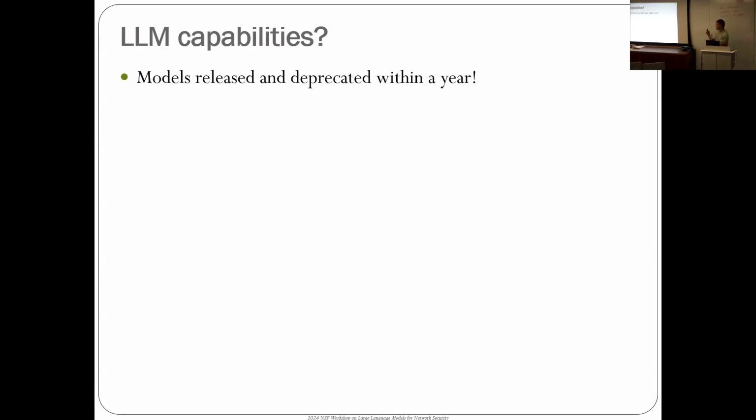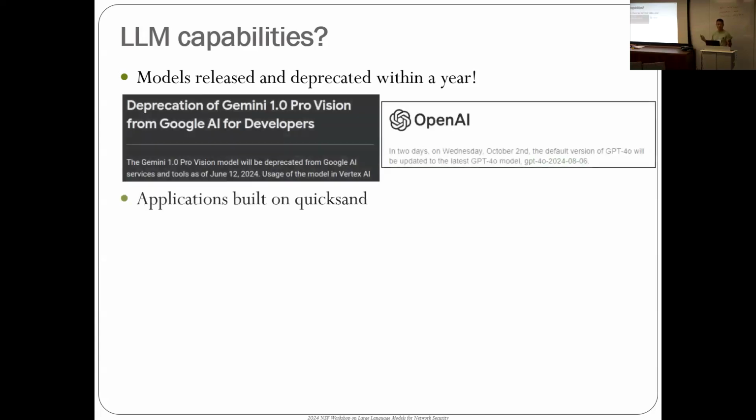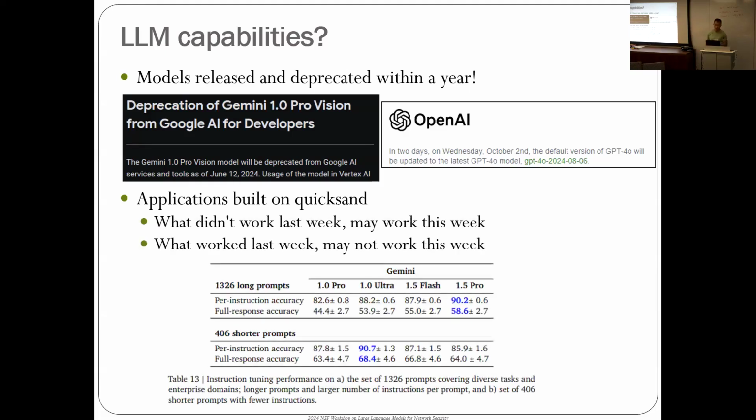And so models get released and deprecated within a year. So here are some examples of that. Gemini 1 and then OpenAI's models, the different models will get updated. And so the thing is shifting all the time underneath you. These applications are basically built on quicksand. So for you to develop a cognitive model on something that only worked at that instant of time is dangerous. Because then you could be trapped in that kind of thinking forever. Well, not forever, but for a while.